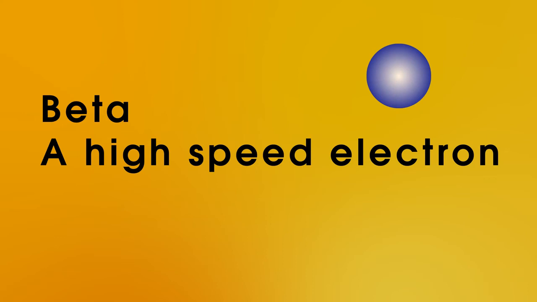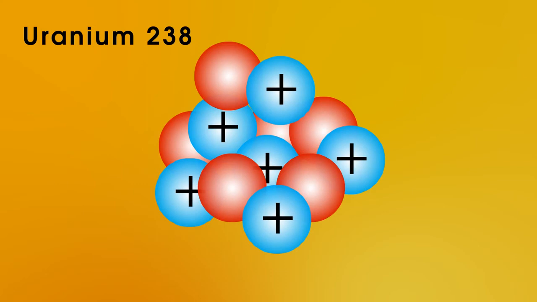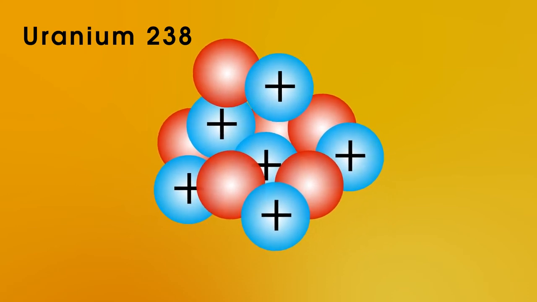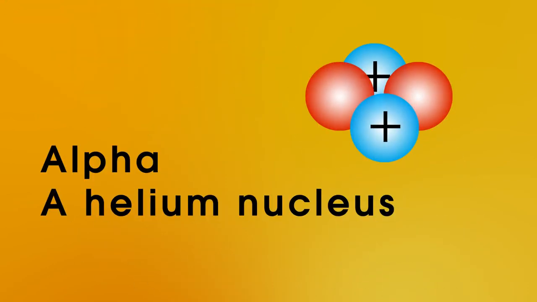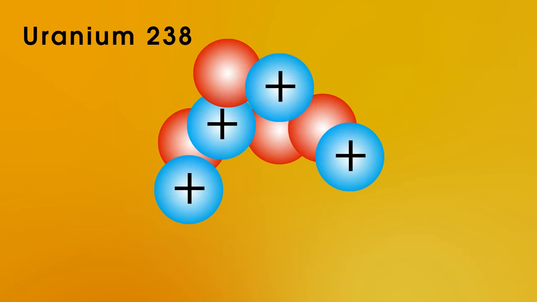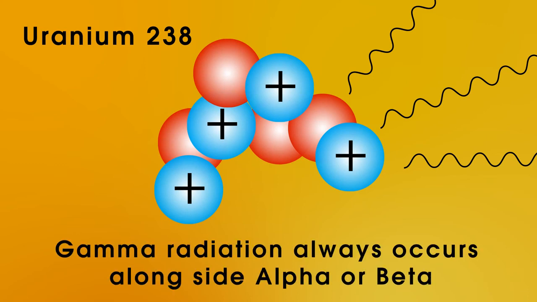Well, let's look at an isotope of uranium, uranium-238. This is again an unstable nucleus, but this time it doesn't undergo beta decay. What it can do, it can actually eject 2 protons and 2 neutrons from the nucleus. And 2 protons and 2 neutrons is essentially exactly the same as the nucleus of a helium atom, and we call this an alpha particle. Also, when it does this, it emits a burst of electromagnetic radiation or gamma radiation. Now, gamma radiation always occurs alongside alpha or beta and not on its own.